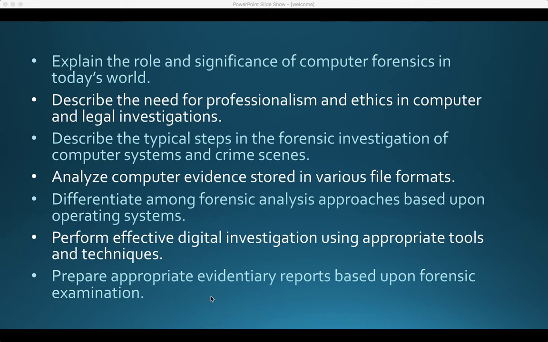Lastly, we're also going to do some reports in this course, and you're going to have to understand how to create an evidentiary report based on the best practices for forensics investigations.